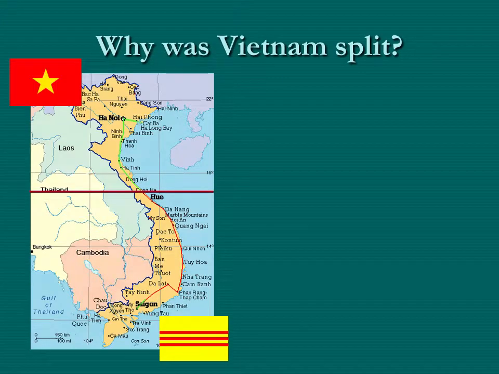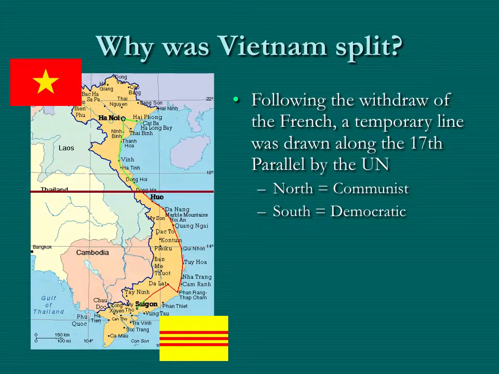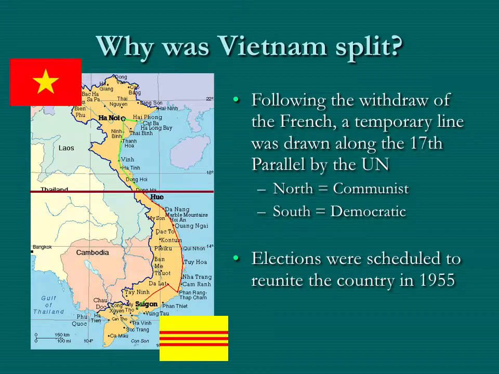So this takes us to why Vietnam is a divided country. Vietnam is going to be divided similarly to what we saw in Korea. A temporary UN boundary is going to be set up along the 17th parallel. In the north, we're going to have a mostly communist government set up by Ho Chi Minh. In the south, we're going to have an American-backed democratic government. And there are going to be elections in 1955 to decide which government will unite the country.